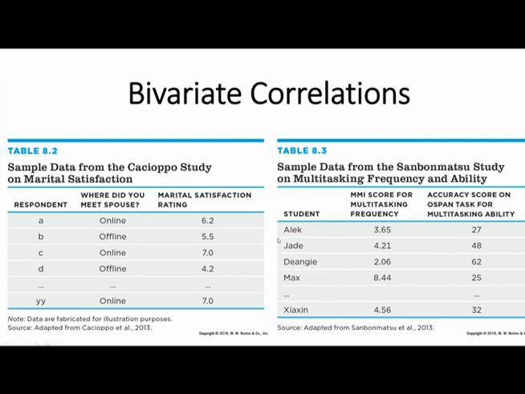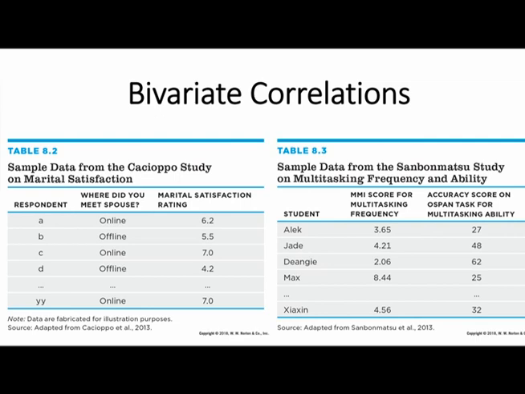And then another one here looking at individuals, this time with names instead of letters, giving us a score on a multitasking frequency test, as well as a task for a multitasking ability. So how often are they multitasking and how good are they at it? And so we can see some of these examples as we move throughout this chapter.